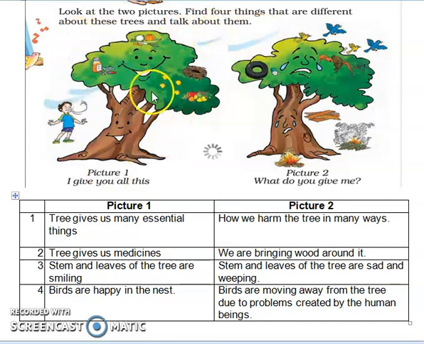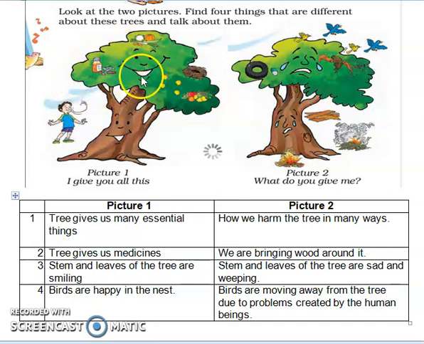So you have to look carefully at the two pictures. This is picture 1. See, there are certain differences, and this is picture 2. You have to see the two pictures and write the differences you can see. So let us quickly discuss that.